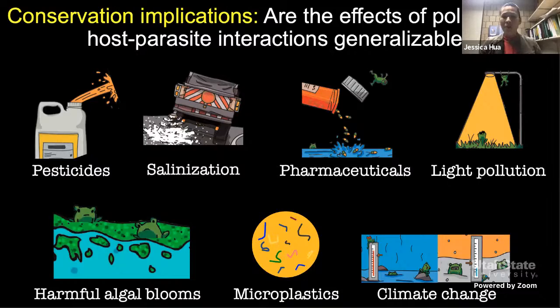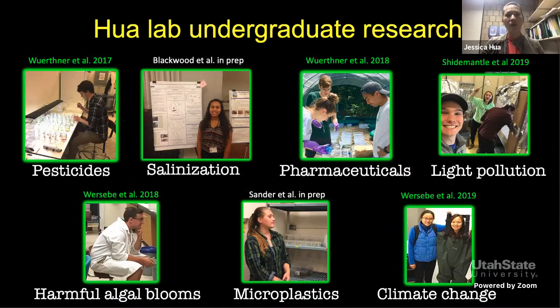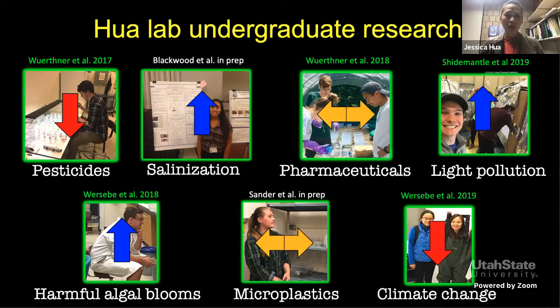To do this, we've been really fortunate to rely on amazing undergraduates in the lab. These undergraduates come in with a pollutant of interest, and they design a study asking, what does this pollutant do to host susceptibility to parasites? And they take it all the way from experimental design, looking for funding, all the way to publication. And while it benefits them, it also provides us with quite a bit of data on what these different pollutants do to a host's susceptibility to disease.